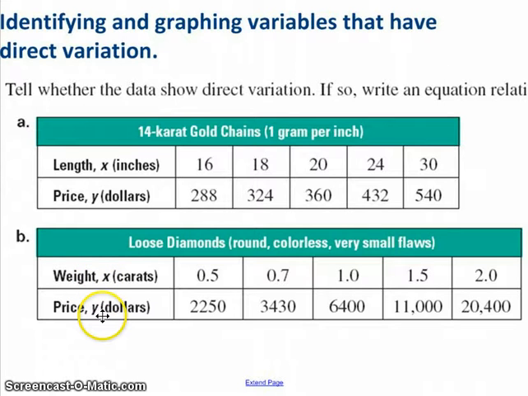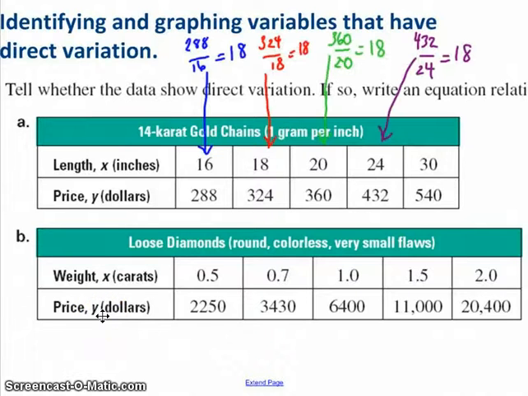And direct variation, well, let's just look at what actually happens, and then maybe you'll see why we call it direct variation. In the first case, with the gold chains, if I look at the ratio of price to length, 288 over 16, I get 18. 324 divided by 18, I get 18. 360 divided by 20, every single time I come up with the result 18. These prices are varying directly with length.